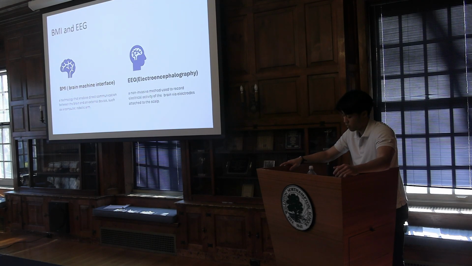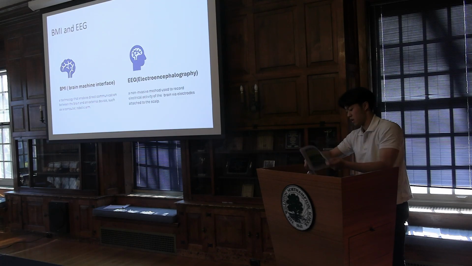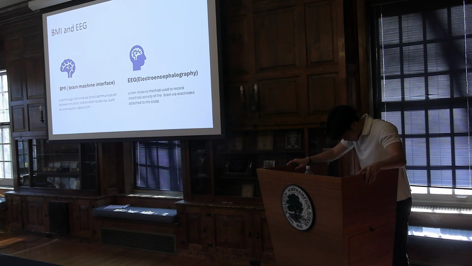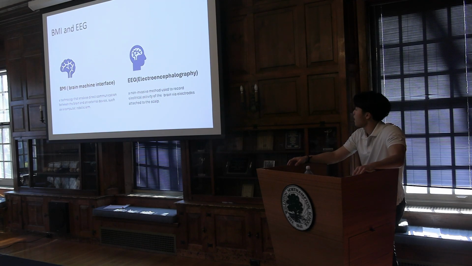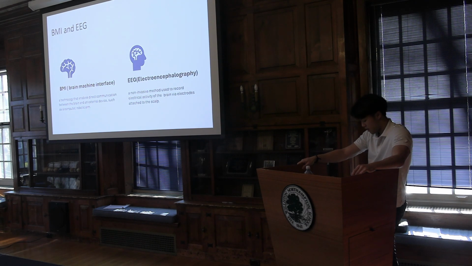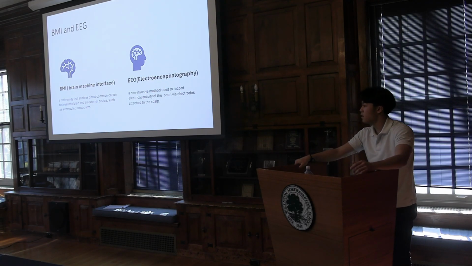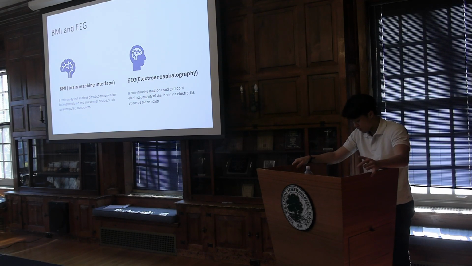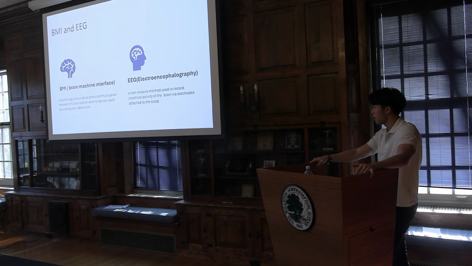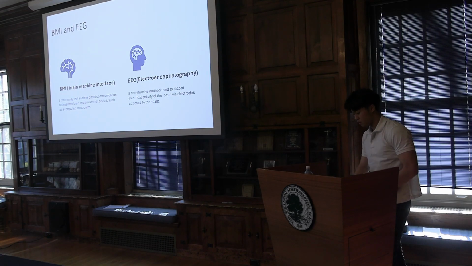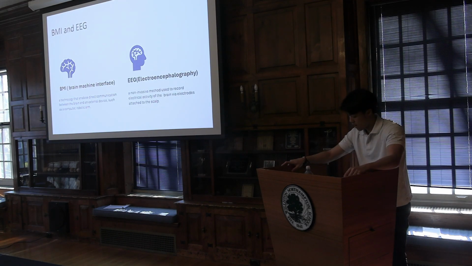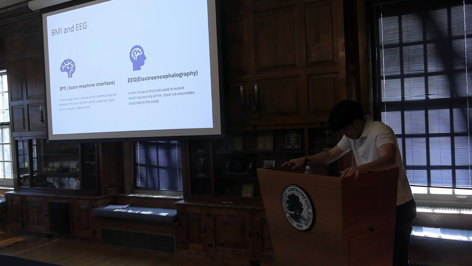And the second technology is EEG, and EEG is a non-invasive method used to record electrical activity of the brain through electrodes attached to the skull. And as opposed to the chip-in method by Neuralink that I just mentioned, EEG method often utilizes a headband device that has a few electrodes inside and measures brain activity from outside of the skull. So EEG technology allows us to measure our brainwaves more safely.